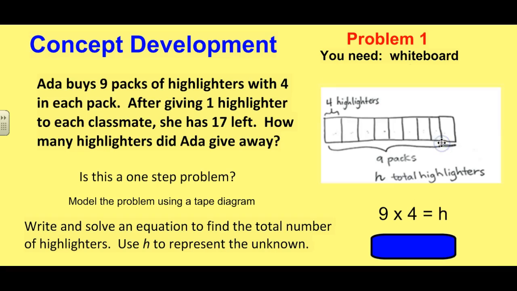So what I was looking for was this. I've got a tape diagram that has 9 sections in it. I know that this whole thing represents 9 packs, but I'm not sure how many highlighters I have in all, and that's what this H is for. I know that in one group I have 4 highlighters, so on the tape diagram I labeled this one section as 4. If you went ahead and put the number 4 in each section of your tape diagram, I am fine with that as well. So now we're going to take our equation and our tape diagram and figure out how many highlighters we have in all.